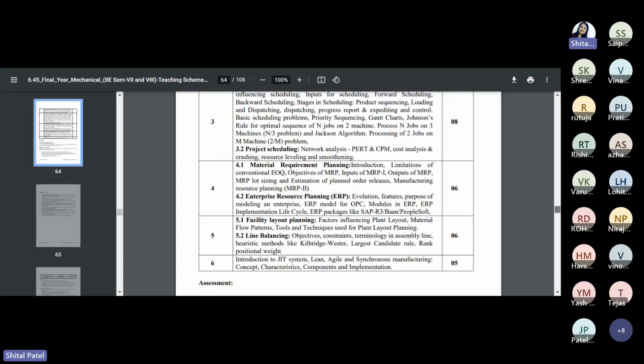Okay. Now theory, 100% theory is going to be asked from module number 4, that is MRP, MRP2 and ERP.